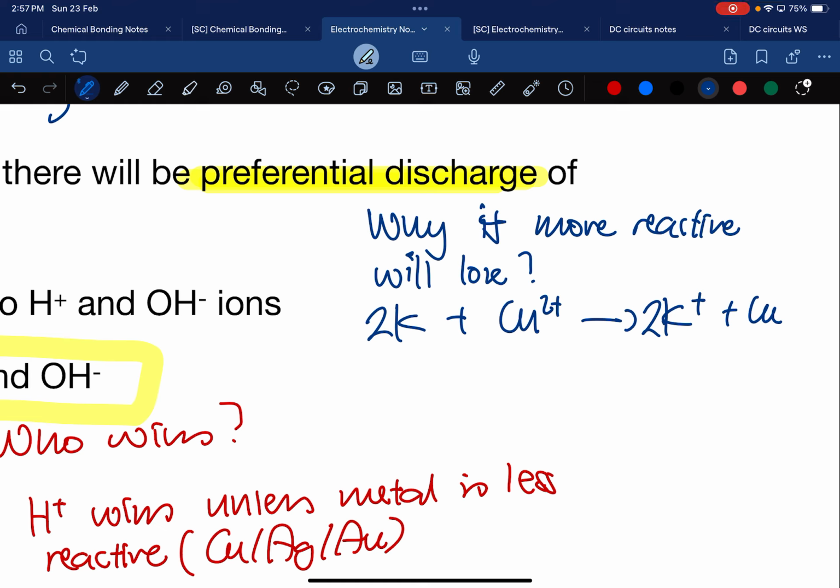Agreed? So now I have potassium versus hydrogen, which is less reactive. Your potassium will want to stay in this form. What it means to be reactive for metals is, if I'm very reactive, I want to lose electrons. It doesn't mean I want to gain them back. Good? To be reactive as a metal means you are very willing to lose electrons. You are not willing to gain it back. Clear?